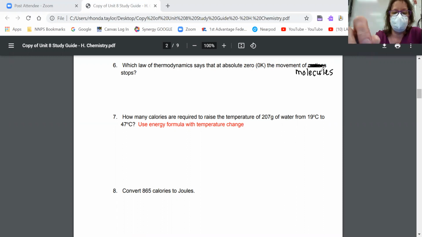Movement of molecules stops. And that is the third law of thermodynamics.